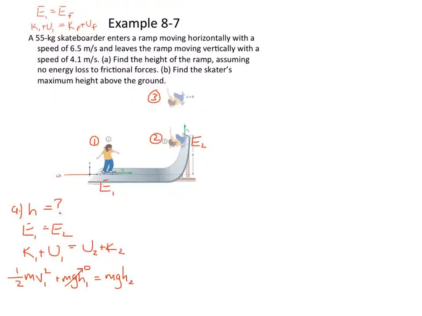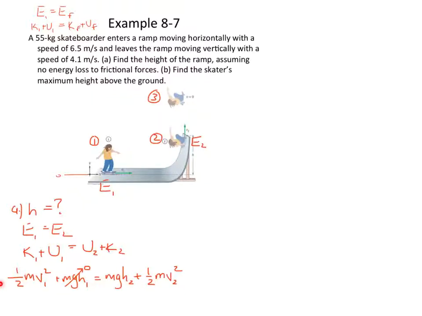mgh at 2, that is the top of the ramp right here, plus the kinetic energy at 2, plus 1/2 m velocity at 2 squared. So we have our initial kinetic, our initial potential, our kinetic at 1 and our potential at 1, and we've got our potential at 2 and our kinetic at 2 right here. We should be able to solve for the height of this ramp because everything else we know.